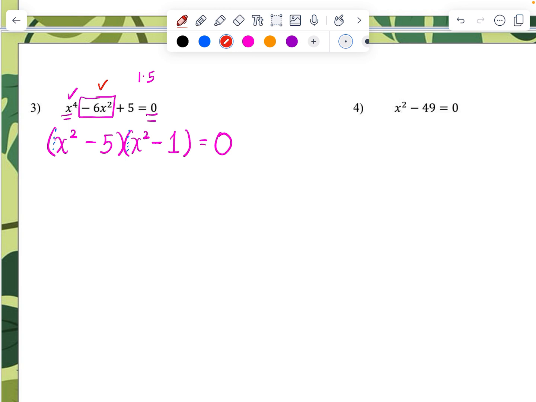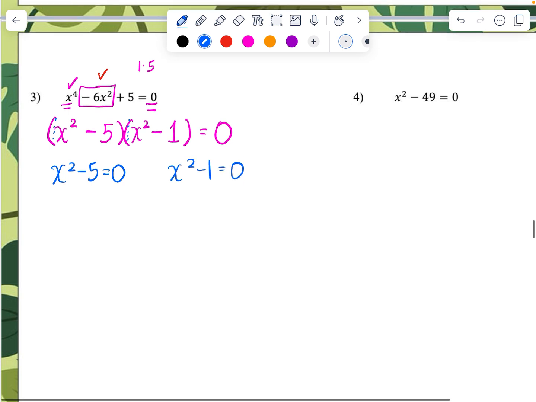Once I have that taken care of, I'm going to go ahead and set both of my factors equal to 0 and solve for x. So I have x squared minus 5 equals 0, and I have x squared minus 1 equals 0. And it turns out we're going to be solving by square roots here, so this will be familiar when we get to that next section. If I'm solving with a square root, I need to get my square root isolated. So I'm going to add 5 to both sides, and I have x squared equals 5.